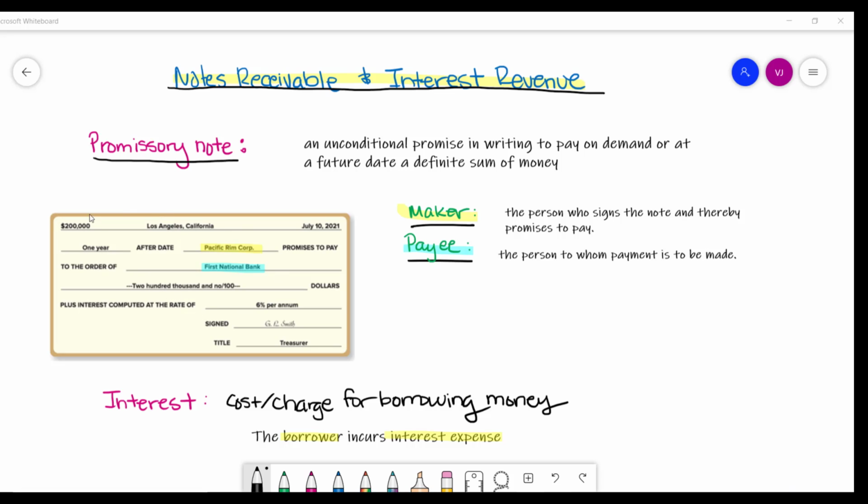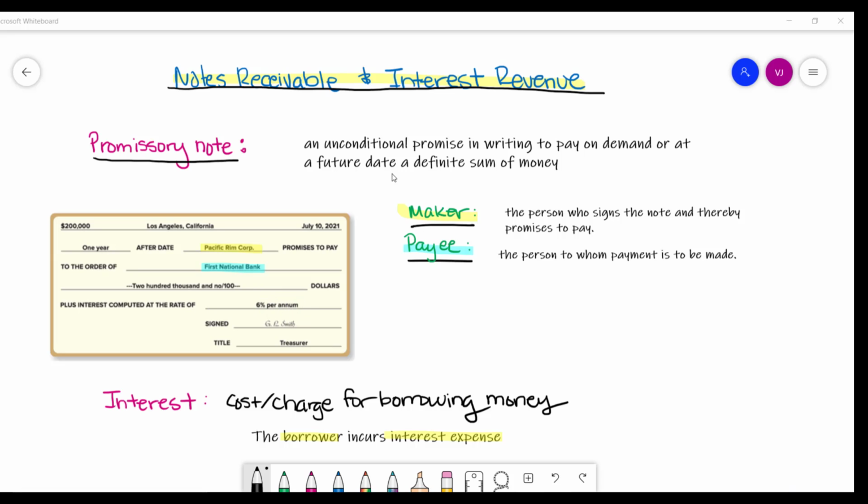It says it's for $200,000. It's dated July 10th, 2021. It says 1 year after the date, Pacific Rim Corporation promises to pay to the order of First National Bank $200,000 plus interest computed at a rate of 6% per annum.